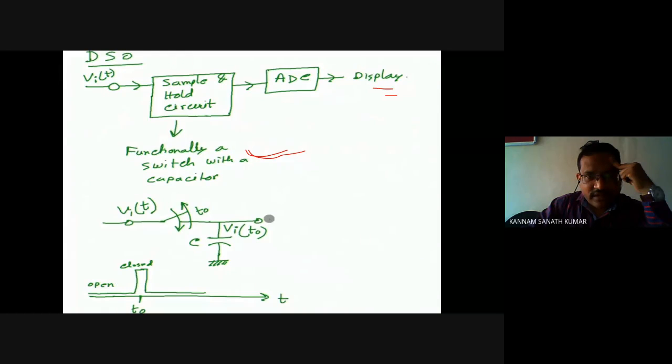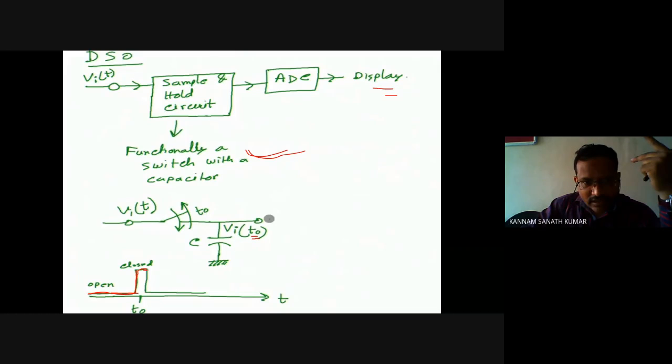When the switch is open, there is no voltage present in the capacitor, so this is the waveform. Then you close the switch and immediately open it. When you close the switch, the capacitor charges to the input voltage Vi of t at the instant t naught.